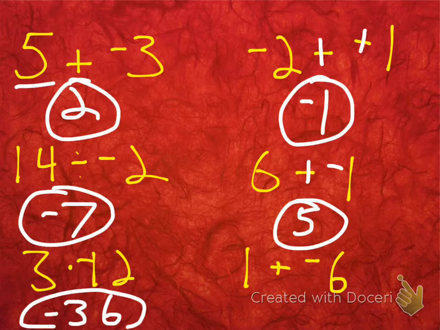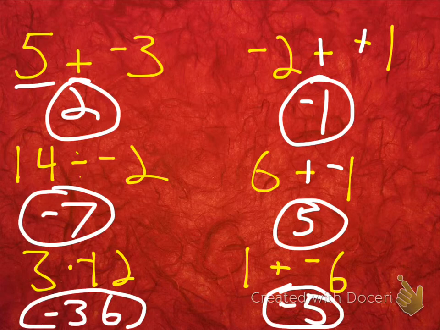And then finally, 1 plus negative 6. Signs are different, so we subtract and get 5. The larger number is negative, so the answer is negative. Okay. Those are all of our operations dealing with positive and negative numbers. Now, eventually, we're going to throw some decimals and fractions in there, but for now, we've just got to learn our rules here. All right, any questions?